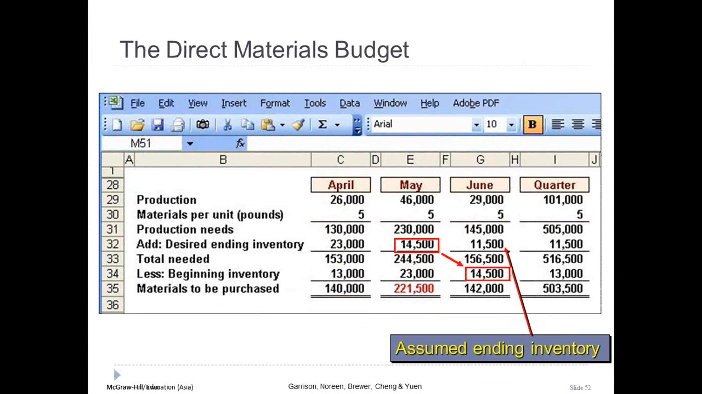The fifth step is to calculate the materials to be purchased for June, which is 142,000 pounds. The desired ending inventory for May becomes the beginning inventory for June. We are assuming a desired inventory for June of 11,500 pounds. April's beginning inventory and June's ending inventory carry over to the quarter columns.